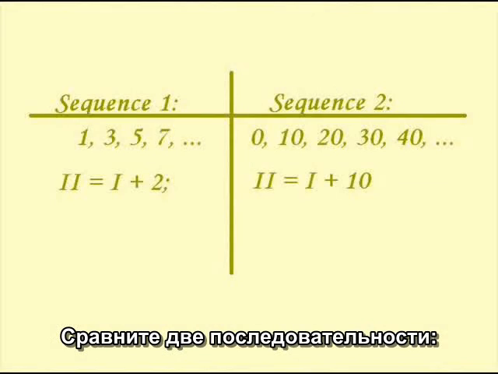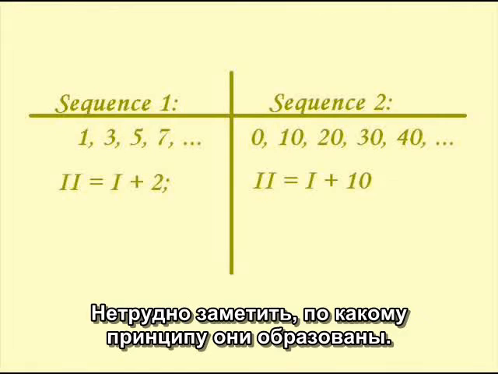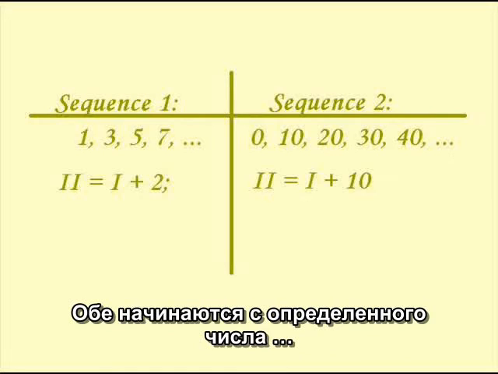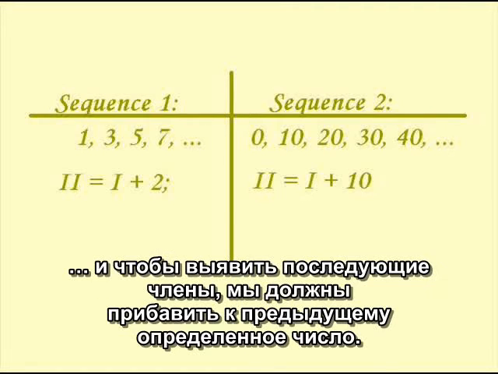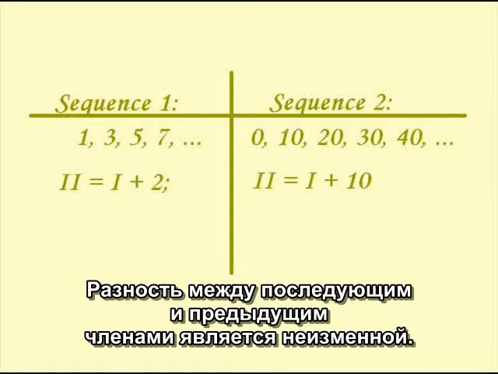Consider these 2 common sequences: 1, 3, 5, 7, etc. and 0, 10, 20, 30, 40, etc. It is easy to see how these sequences are formed. They each start with a particular first term, and then to get successive terms we just add a fixed value to the previous term. In the first sequence, we add 2 to get the next term, and in the second sequence, we add 10. So the difference between consecutive terms in each sequence is a constant.